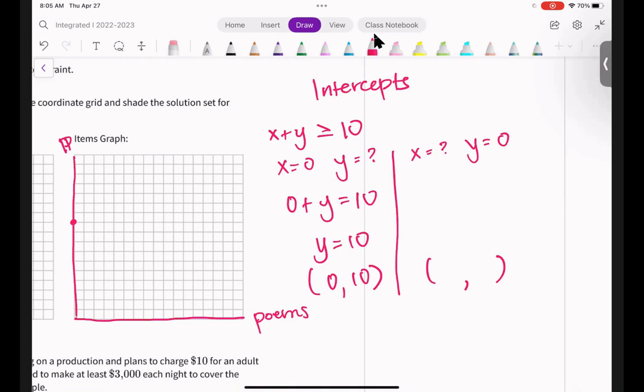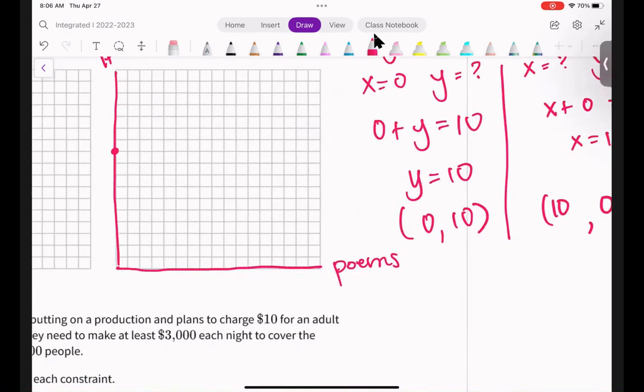All right, what did you guys get? Yes, you got 10, 0. So I'm going to plug this in. I say x plus 0 is equal to 10, so therefore x is equal to 10. That means it's 10, 0. Go ahead and graph that on your graph right here: 2, 4, 6, 8, 10. So there's my line.